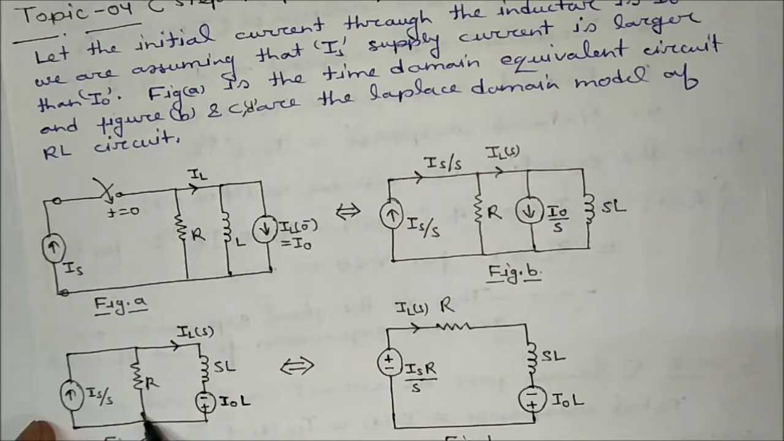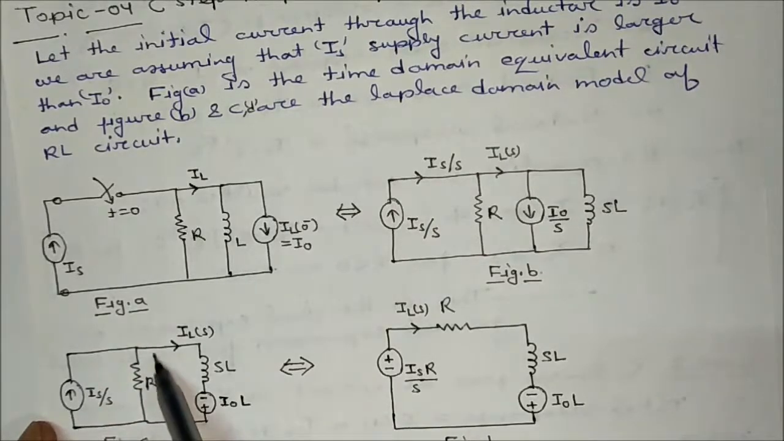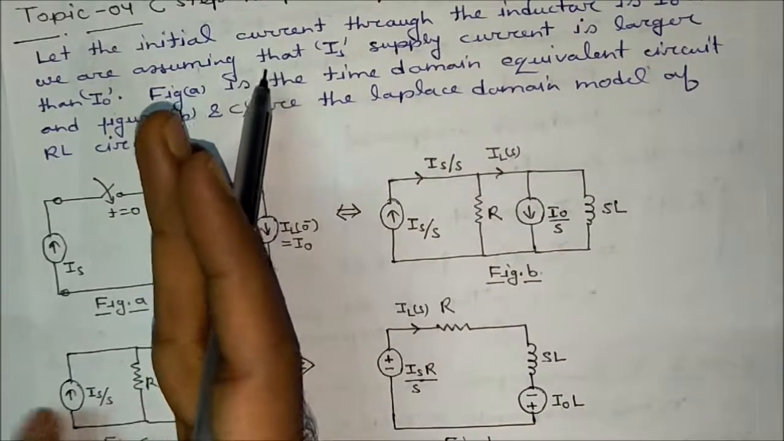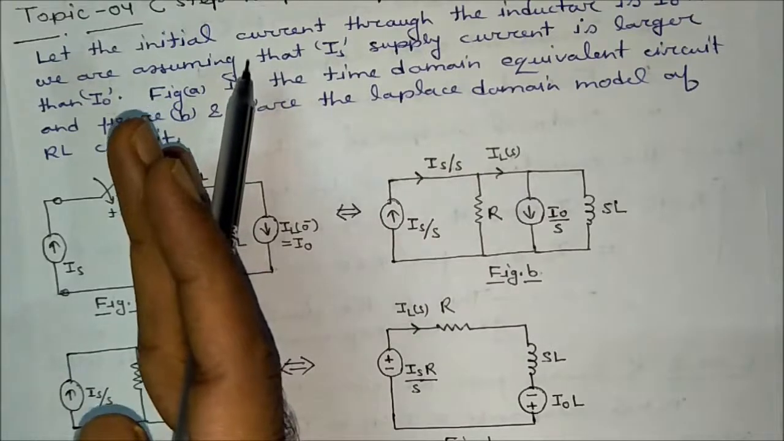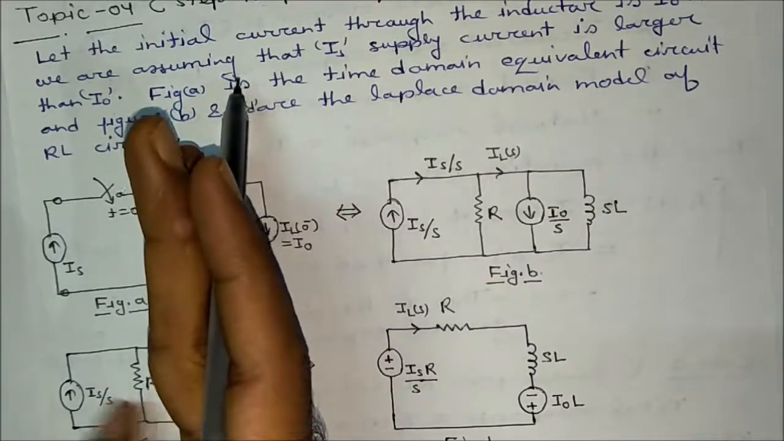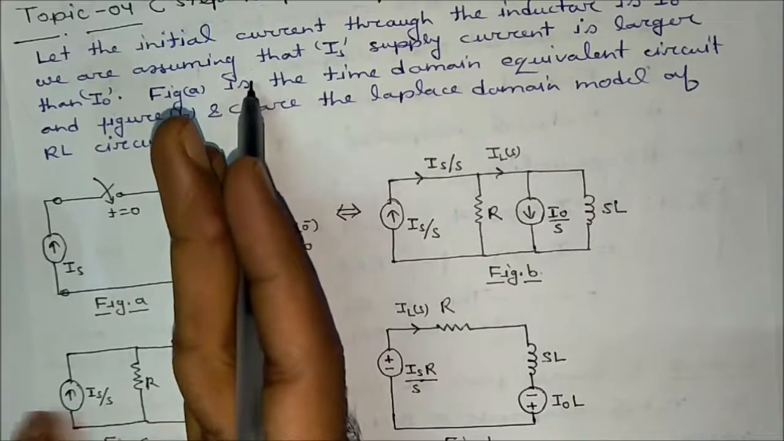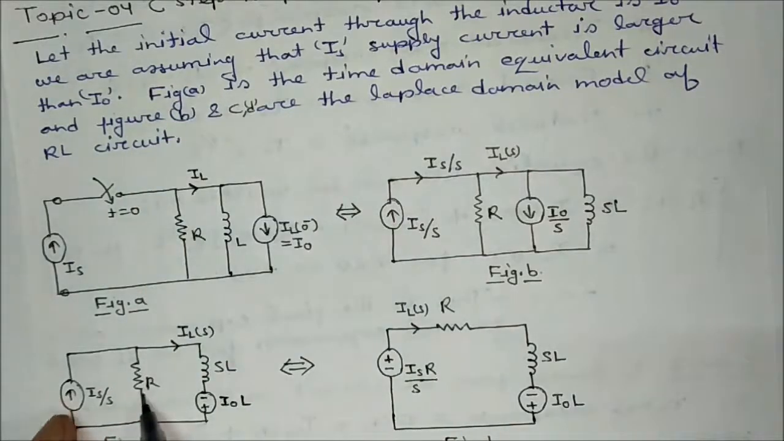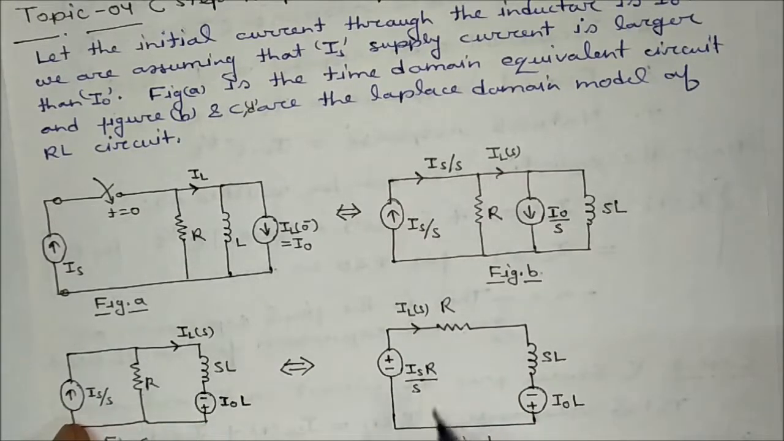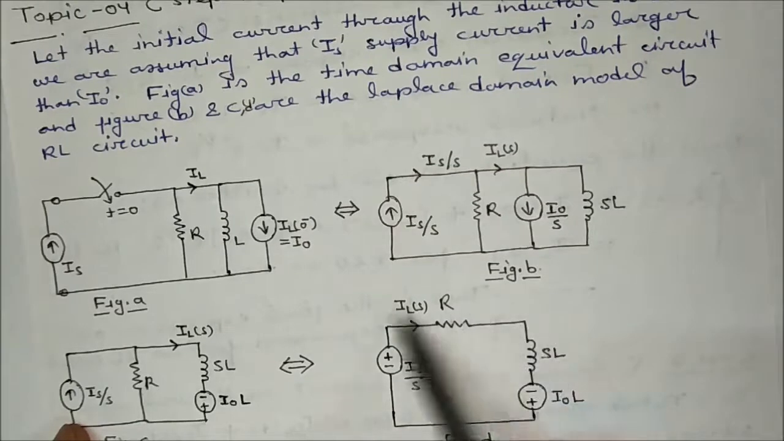How is that possible? Can I apply source transformation here? Yes, we can apply source transformation here. Why? Because the response we want to calculate, the inductor current, is not part of this section. As we have already said, you can apply source transformation only if the response is outside of the source transforming units. This can be transformed into its voltage equivalent in series with the resistor. The voltage will be this current multiplied with this resistance, Is into R divided by S. So this is the complete circuit.